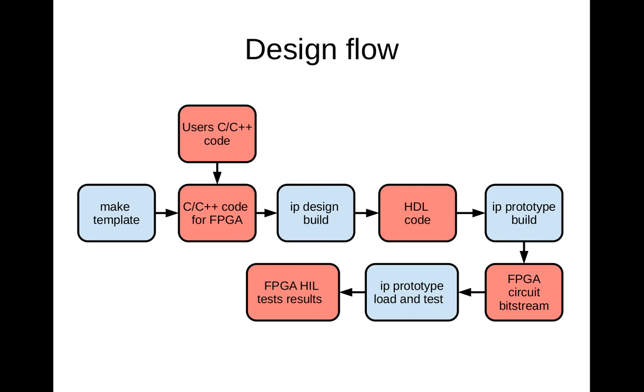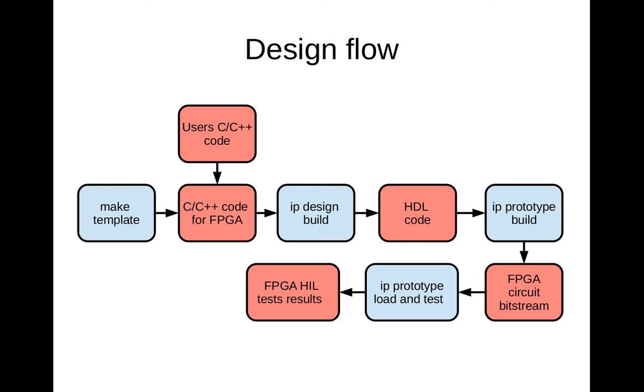The design flow with FPGA with Protoip software tool is the following. Firstly, we will create a template. For this particular tutorial, we will use PL template, programmable logic template. Then, once the template is created, we will modify the template code in order to implement our algorithm. After that, we will perform HLS, high-level synthesis. In other words, we will transform high-level C or C++ code into lower-level HDL, hardware description language code. This will be done using IP design build function within Protoip.